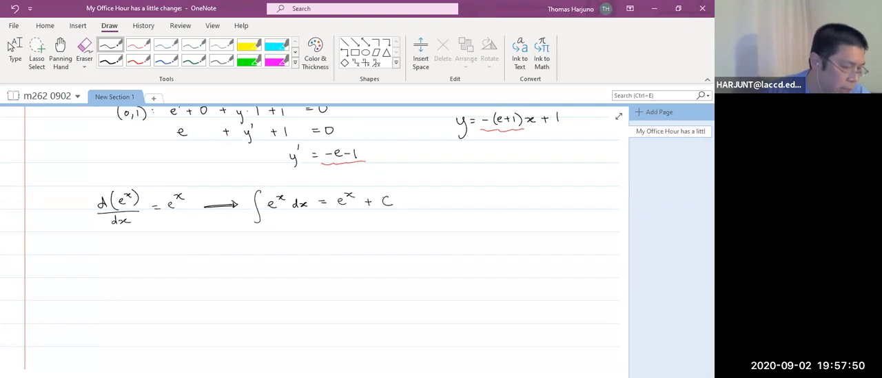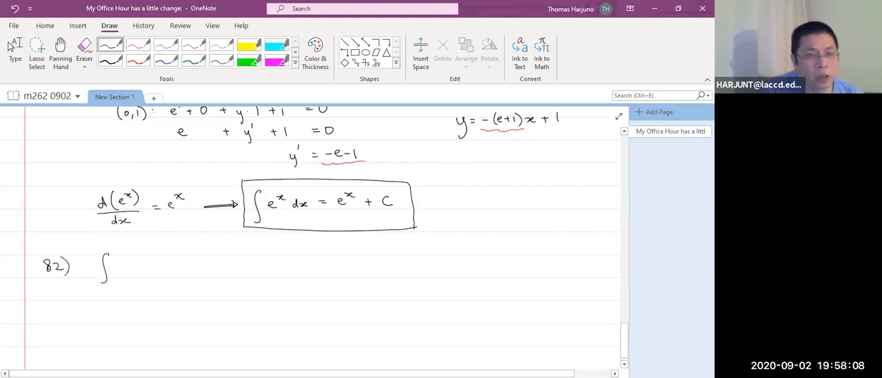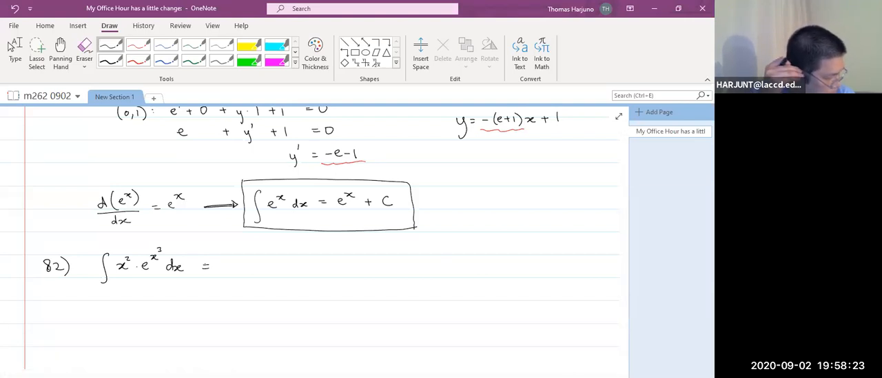Okay, now then, using this, how do we answer or do integral problems? How do we do integral problems? For example, number 82, the integral of x squared times e to the x cubed dx. What do we do?